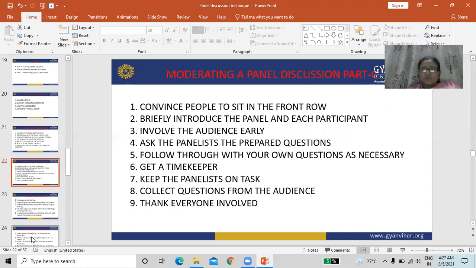Last step of procedure is moderating panel discussion, part C. Convene people to sit in the front row. Briefly introduce the panel and each participation. Involve the audience early.